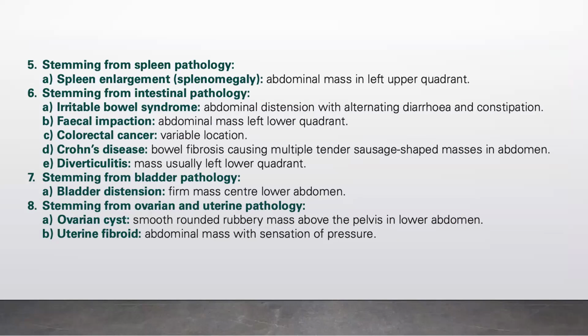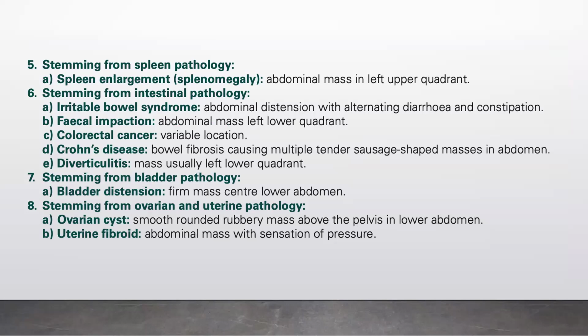Number six is stemming from intestinal pathology. One is irritable bowel syndrome, where there's abdominal distension with alternating diarrhea and constipation. And there's fecal impaction, where there's an abdominal mass in the left lower quadrant. There's colorectal cancer, where the location is variable. Crohn's disease is bowel fibrosis causing multiple tender sausage-shaped masses in the abdomen. Diverticulitis is a mass usually in the left lower quadrant.